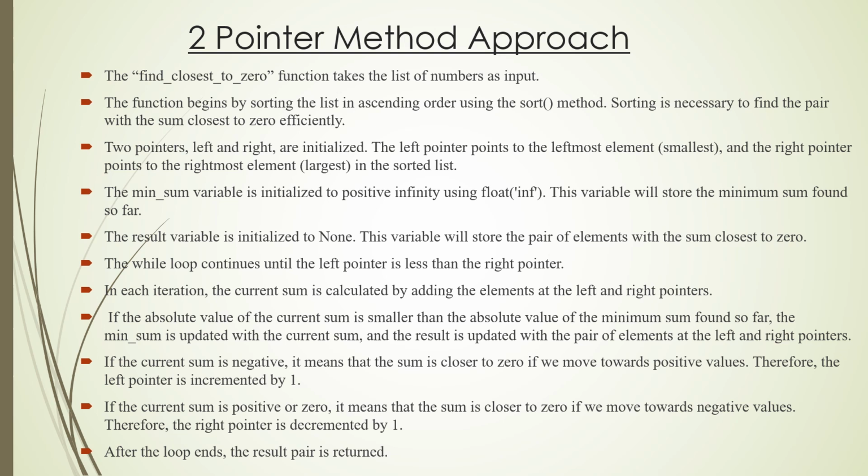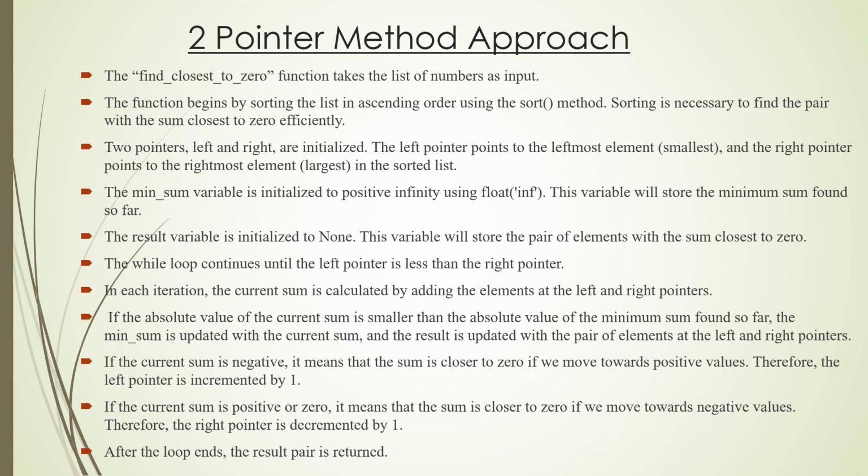Two pointer method approach. The find closest to 0 function takes the list of numbers as input. The function begins by sorting the list in ascending order using the sort method. Sorting is necessary to find the pair with the sum closest to 0 efficiently. Two pointers, left and right, are initialized. The left pointer points to the leftmost element and the right pointer points to the rightmost element in the sorted list.